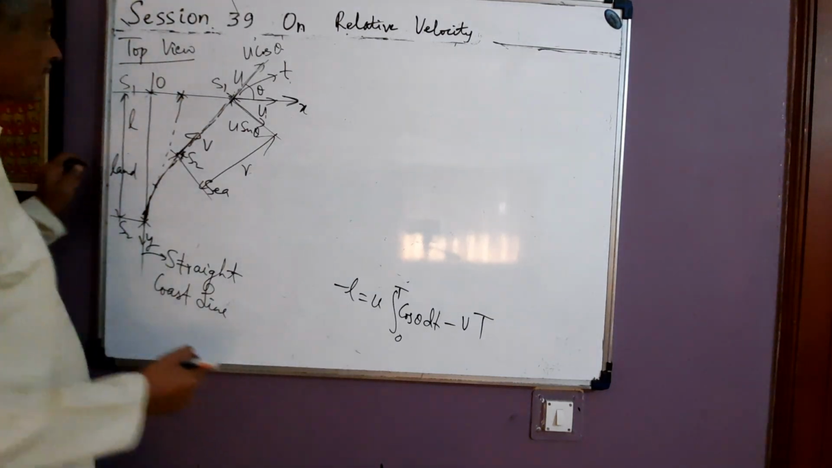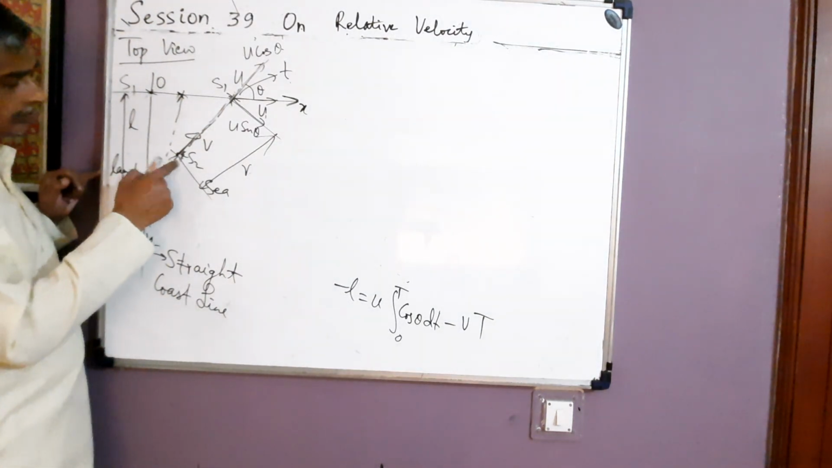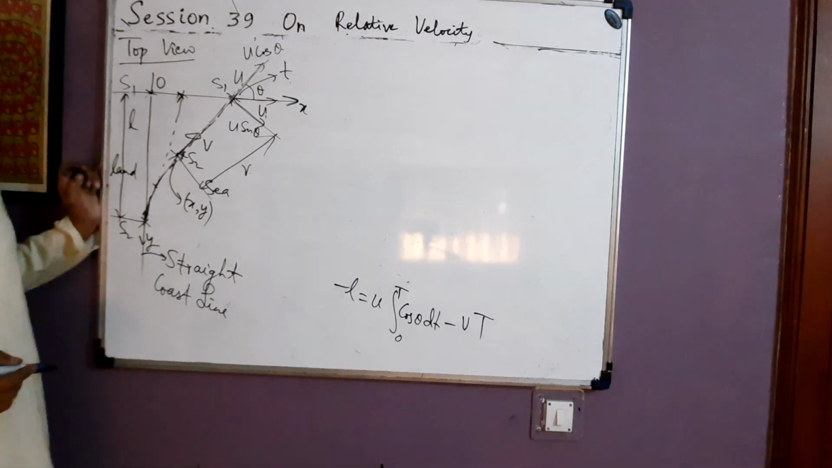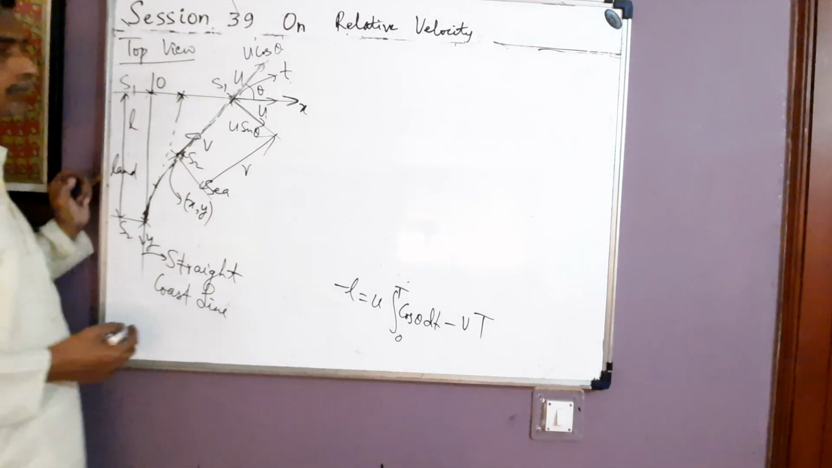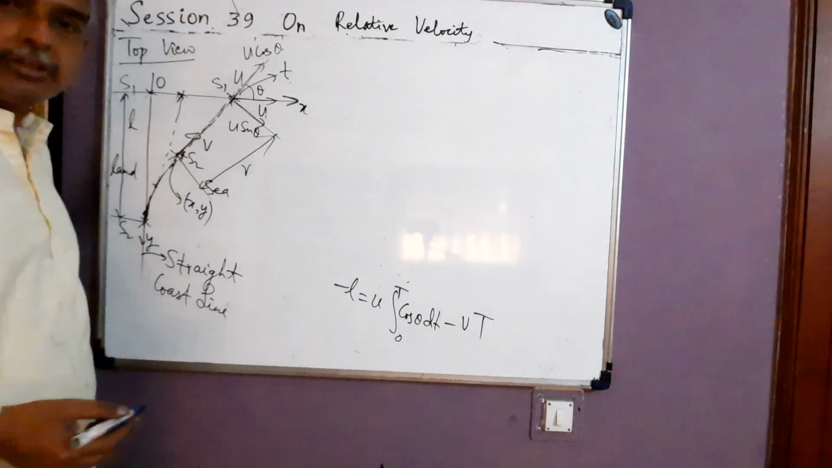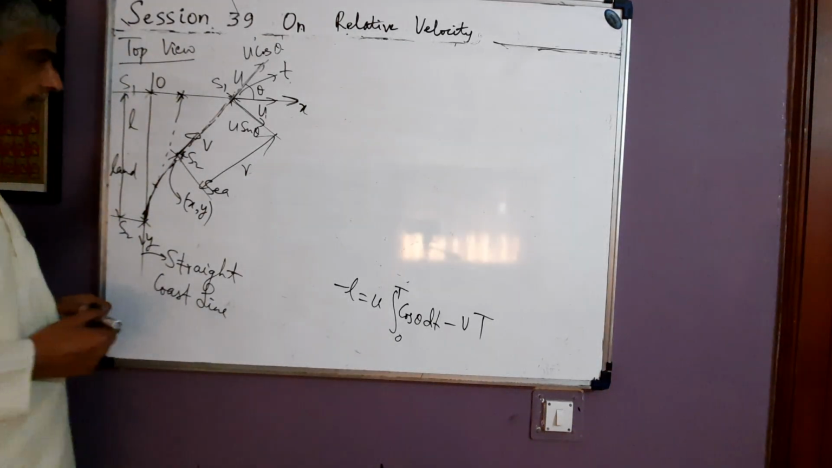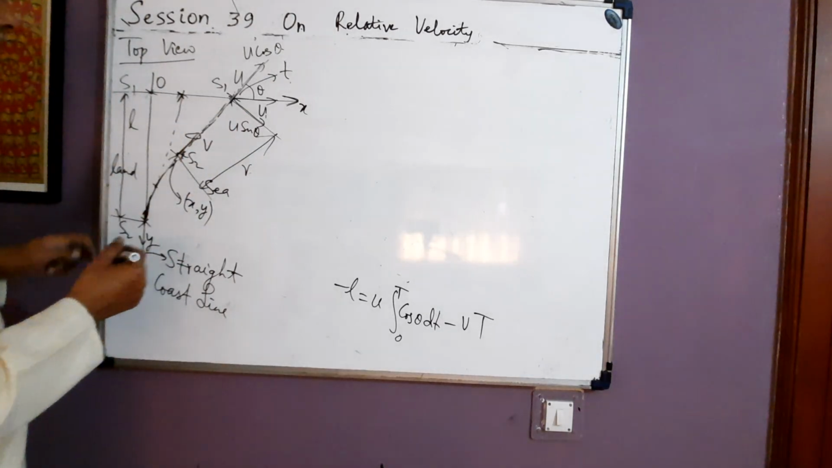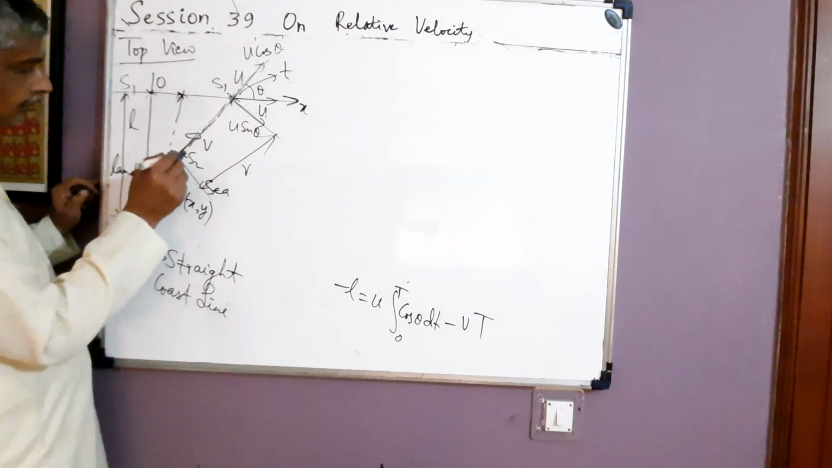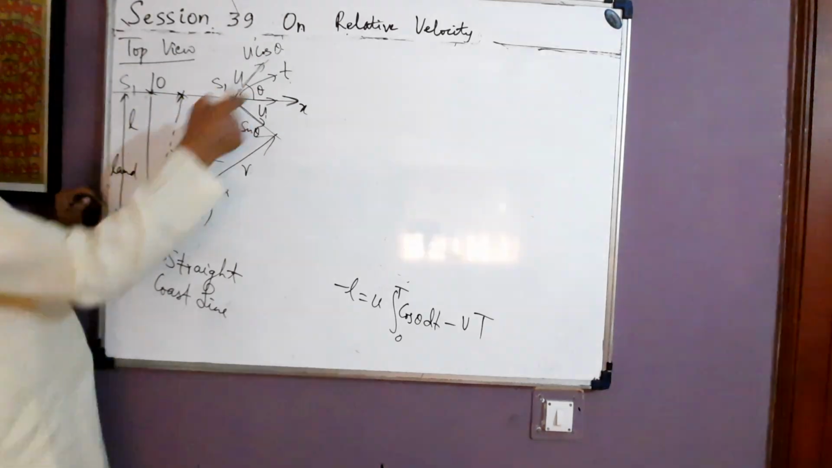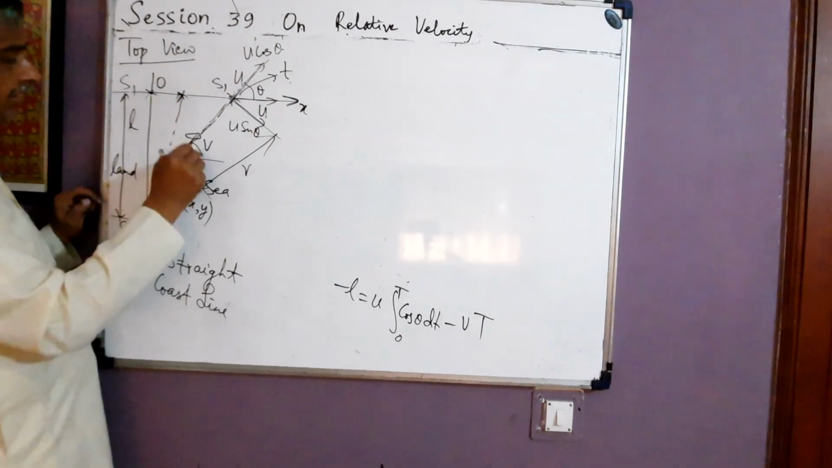At a certain instant t, the coordinates of ship S2 are x, y. The two ships meet at t equal to capital T. I'll draw the diagram here. I draw a line through S2 parallel to the x-axis. This is theta, so this angle is also theta, corresponding angles.